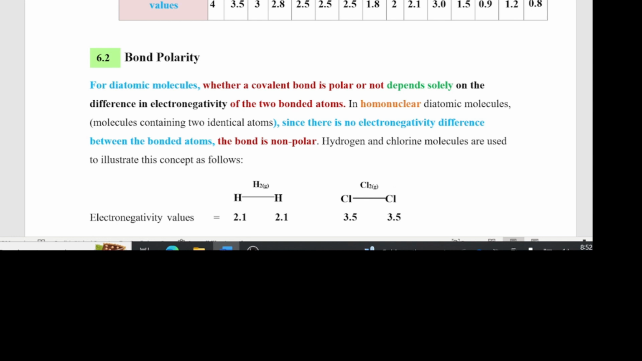Whether a covalent bond is polar or not depends solely on the difference in electronegativity of the two bonded atoms. In homonuclear diatomic molecules, molecules containing two identical atoms, so these are examples of what we call homonuclear diatomic molecules, hydrogen and chlorine.